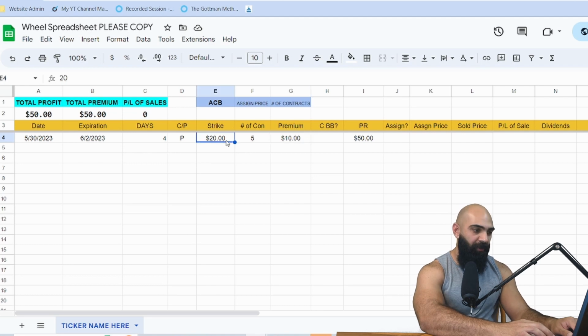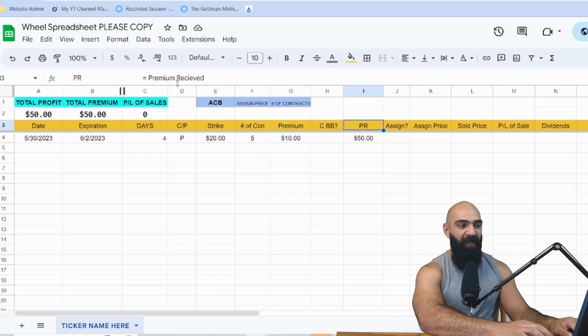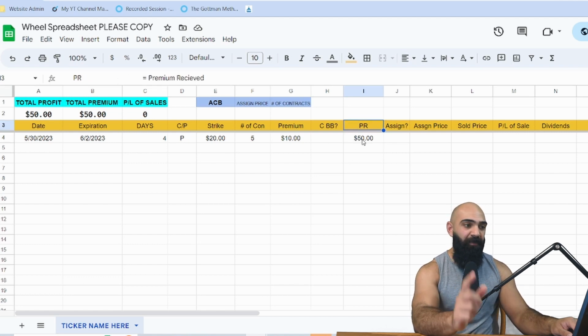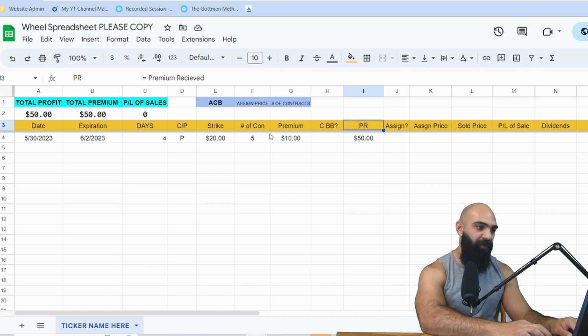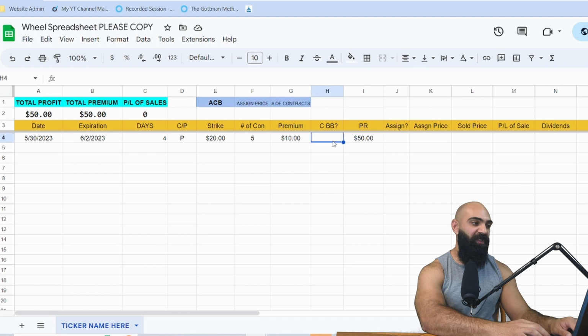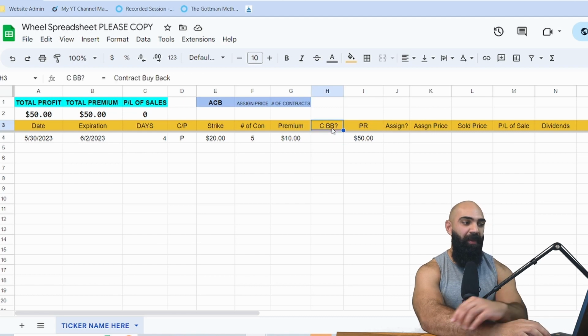So for our strike of $20, we did 5 contracts. We sold a put at 5 contracts and we collected $10 per contract. So you can see PR is premium received at the top. So we collected $50 for this wheel trade because 5 contracts. We got 10 cents, so we typed in $10 because that's what we received per contract, and then we received $50 total.